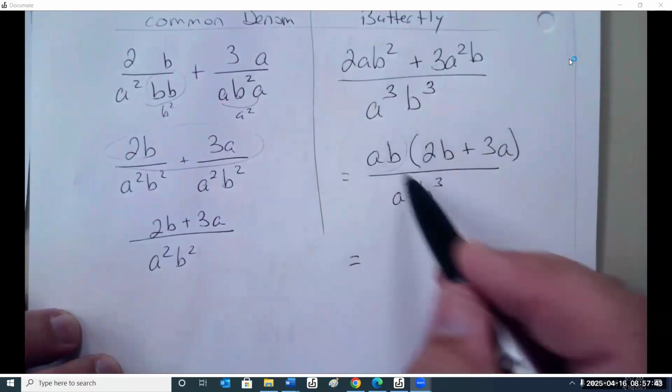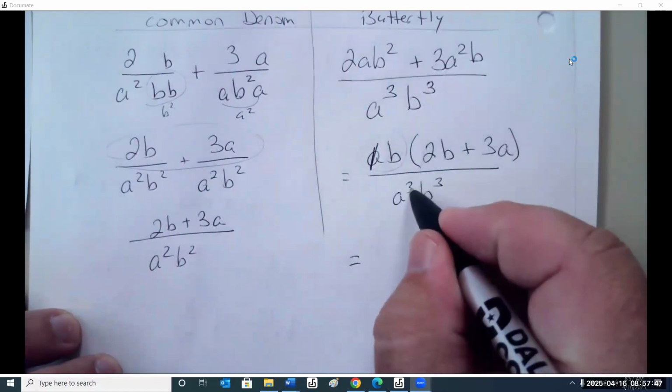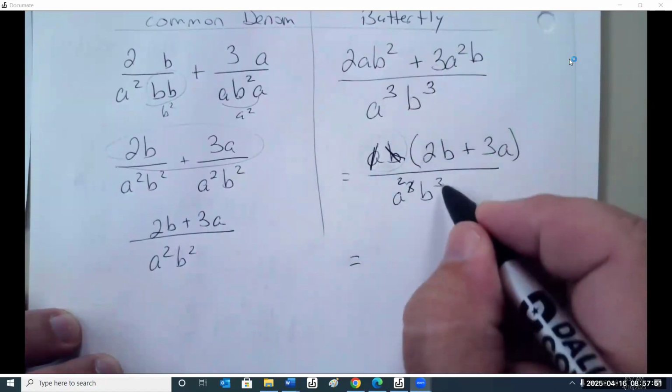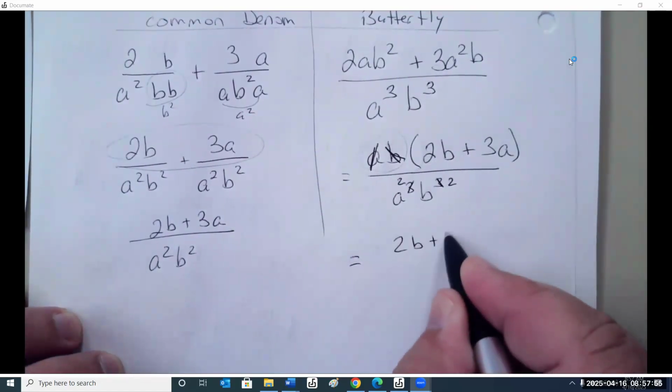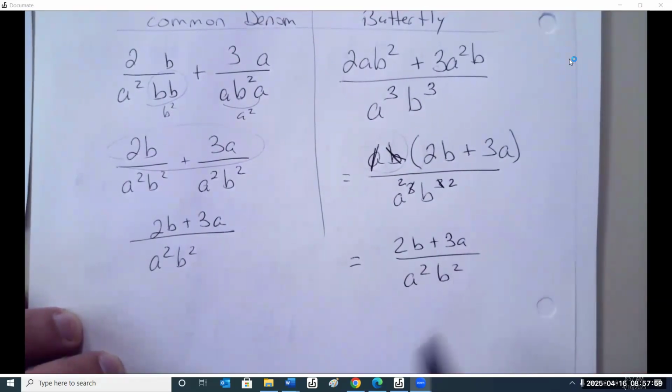Now I can cancel anything top and bottom from here. I can lose one a, so it's 2 left. I can lose one b. That means I have 2 left. So I have 2b plus 3a over a squared b squared.